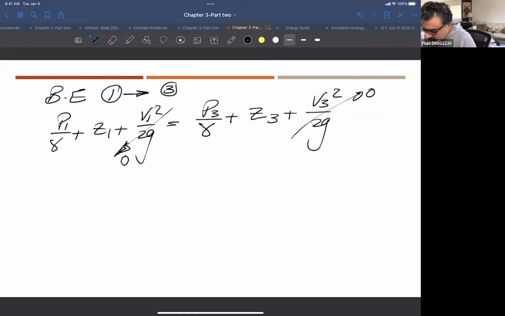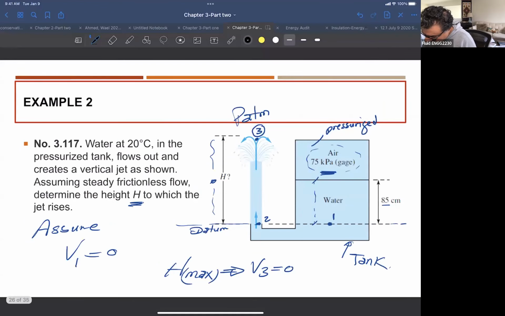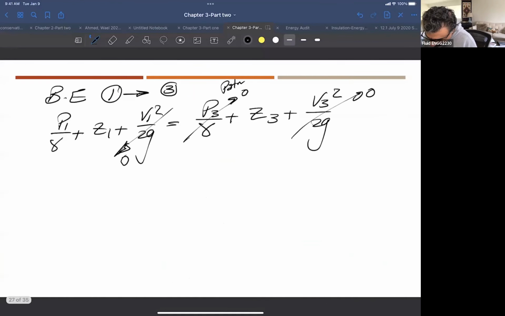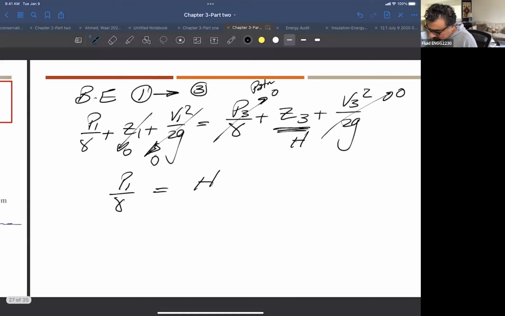V of the tank is 0 because it is inside the tank. P3 is 0 because it is atmospheric pressure. Z1 is at our reference, so Z1 is 0, and Z3 is H. So this is your H, which means that P1 over gamma is equal to H. Okay, very simple. So what is P1? Can you tell me what P1 is?